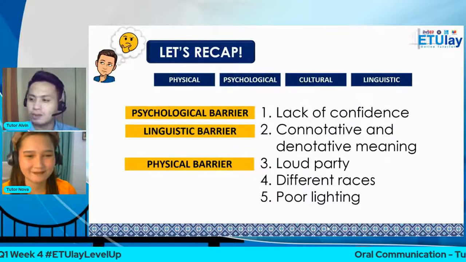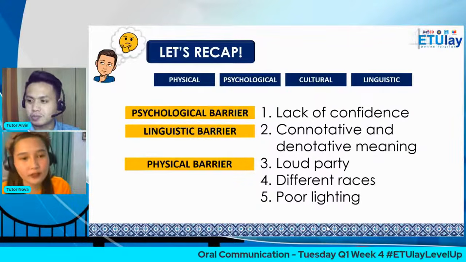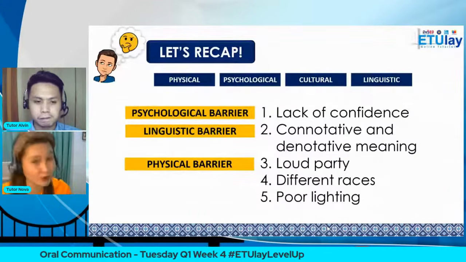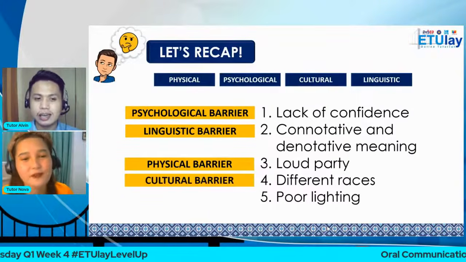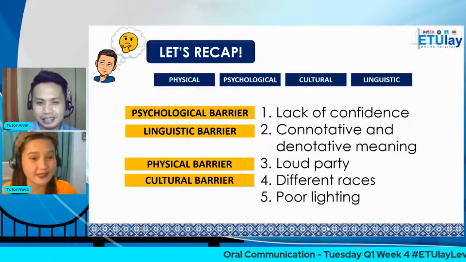Number four. What about different races? What do you think that falls under? Is it physical, psychological, cultural, or linguistic? And the answer is cultural barrier. And since we're talking about races, it's cultural.